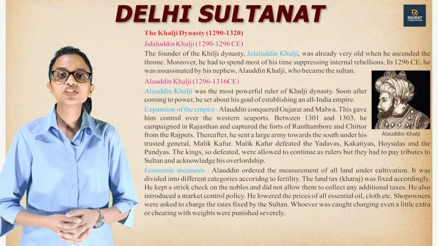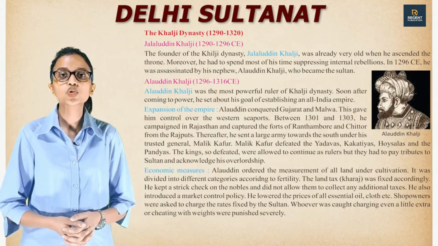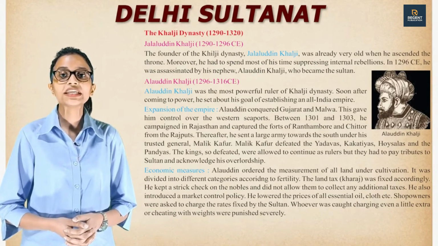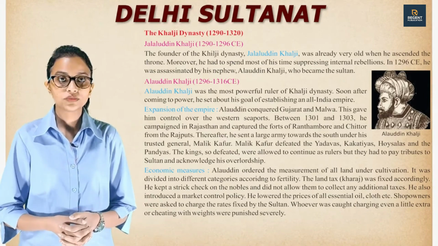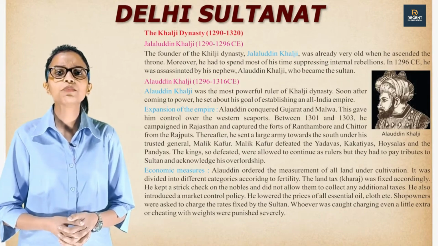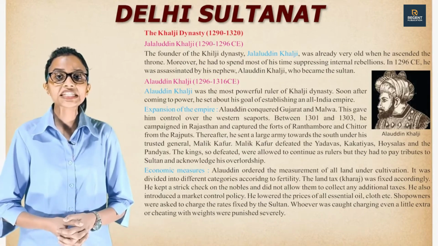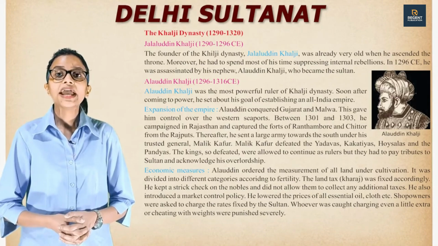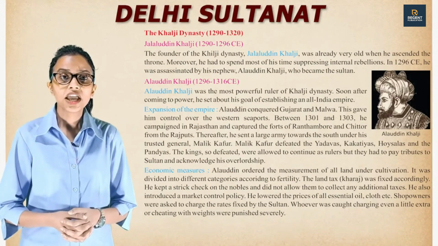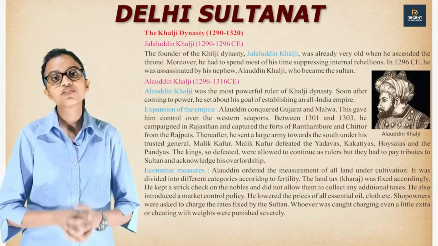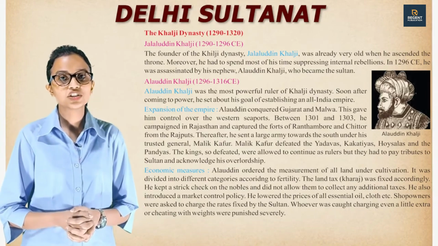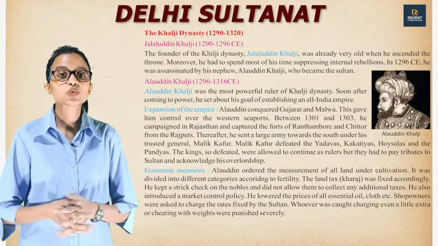The founder of the Khilji dynasty, Jalauddin Khilji, was already very old when he ascended the throne. Moreover, he had to spend most of his time suppressing internal rebellions. In 1296 CE, he was assassinated by his nephew, Alauddin Khilji, who became the Sultan.